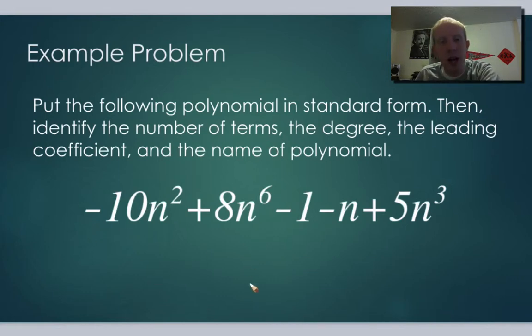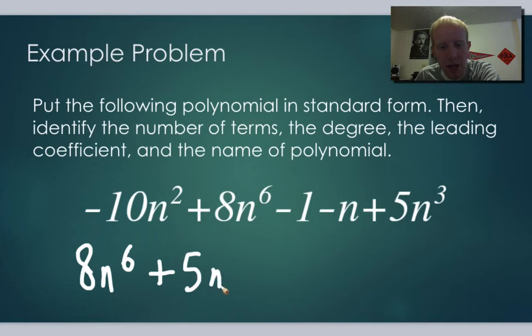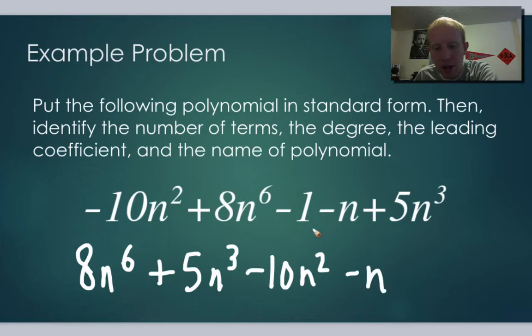We want to make sure the highest power term is in front. And if you look through, this 6 is the highest power term, right? So the 8n to the 6th should be in front. And then we look for the next highest power term. That's this cubed right here. So plus 5n cubed. Then it looks like the squared is next, so minus 10n squared minus n, and then minus 1. So there we go.